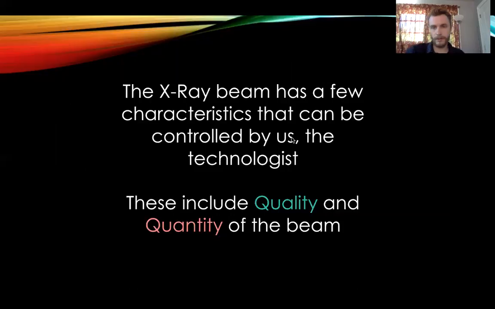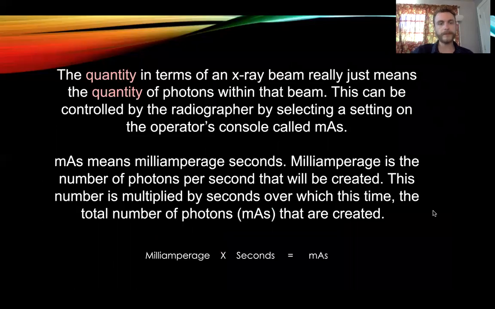The X-ray beam has a few characteristics that can be controlled by us, the technologists, which include quality and quantity of the beam. The quantity, in terms of X-ray beams, really just means the quantity of photons within that beam. So this can be controlled by the radiographer by selecting a setting on the console called mAs, which means milliampere-seconds. So you select a milliamperage, and then you select an amount of time. When you multiply those together, you get the total mAs that you're sending out.